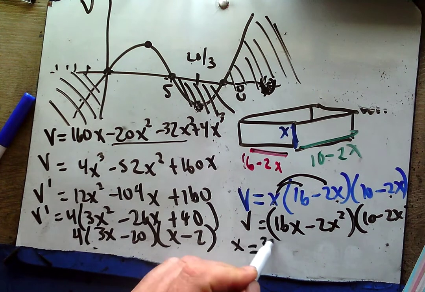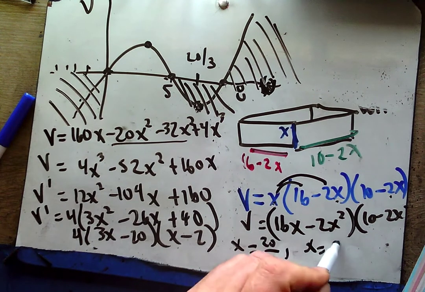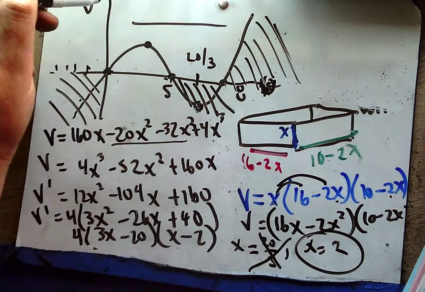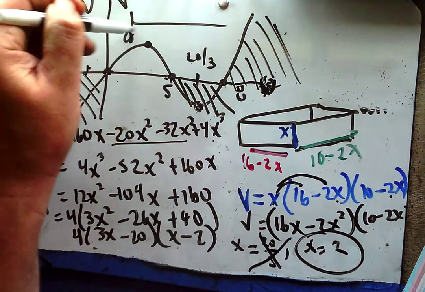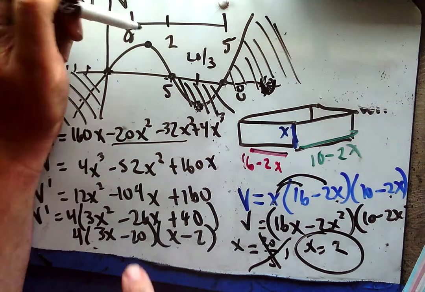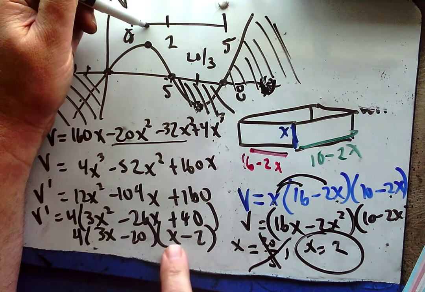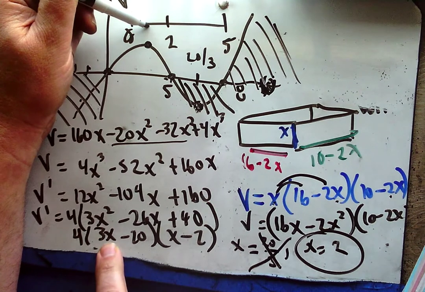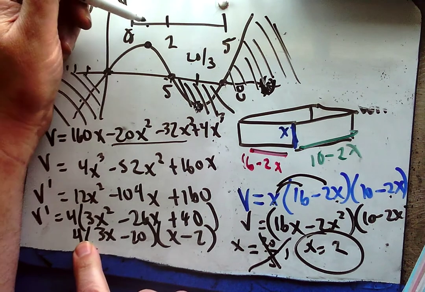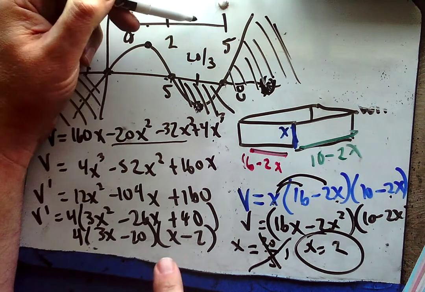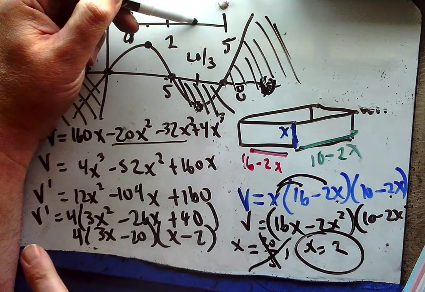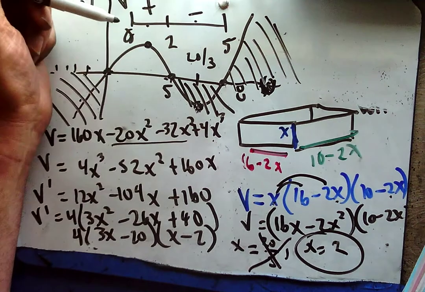So x equals 20 over 3, x equals 2. That's garbage. That's my candidate. I'm just going to have a v prime sign chart with 0 on one end, 5 on the other, and 2. So when I plug in, say, 1 here, 1 minus 2 is negative. 3 minus 20 is negative. Negative times negative times positive is positive. But if I put something like a 3 in here, this is still negative. But now this is positive times negative, and I get negative.